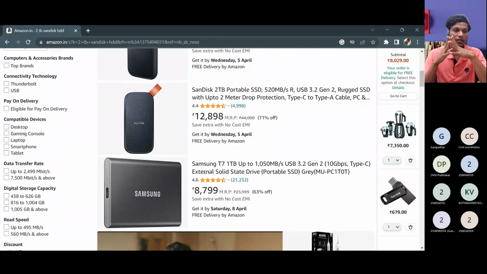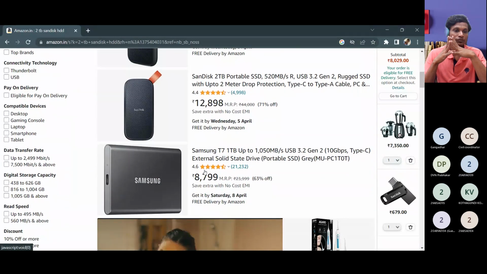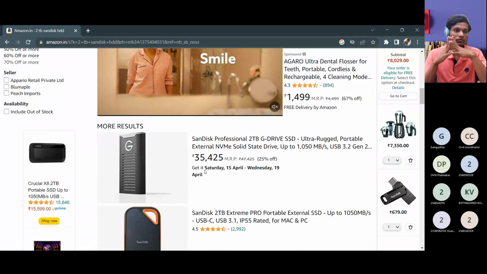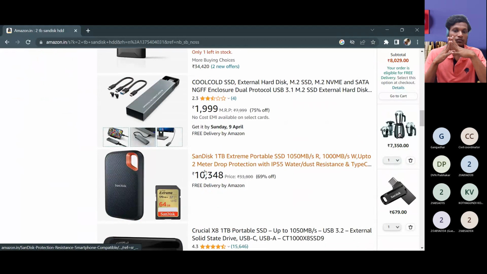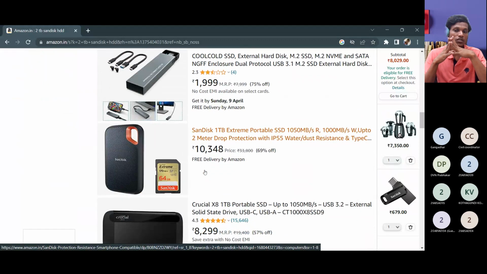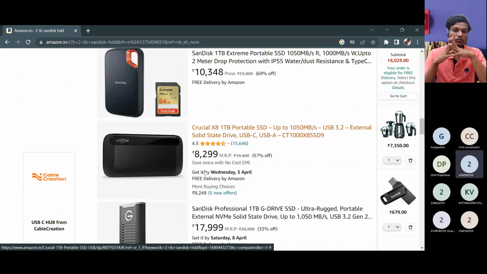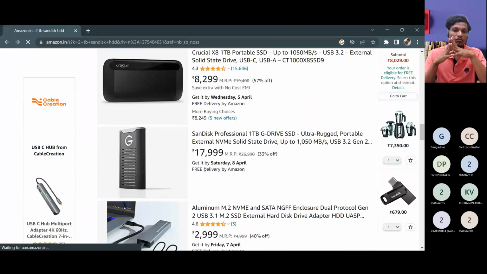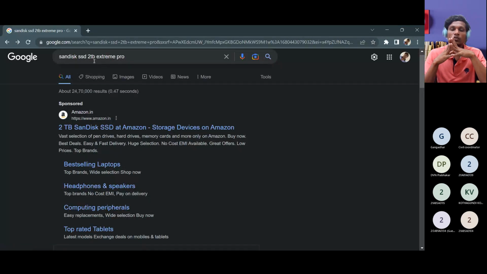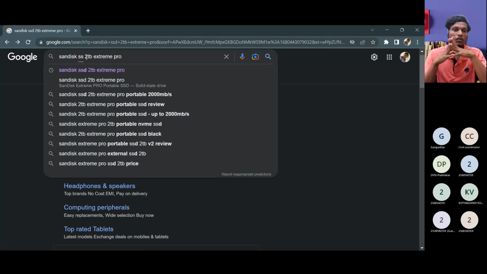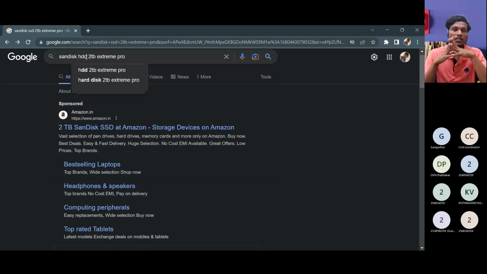So check if there is an HDD filter anywhere. So everything is showing up as SSD, I only want HDD. Yes, sir. Okay, around 4 TB you can get for 8,000. Around 16 TB you can get, if my expectation is correct. Yes, sir. Around 16 TB HDD.